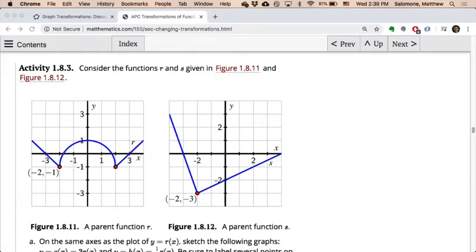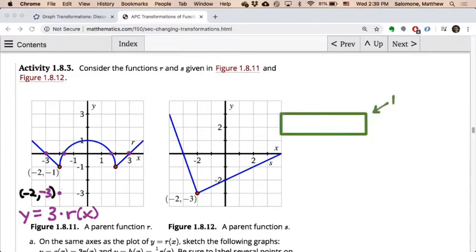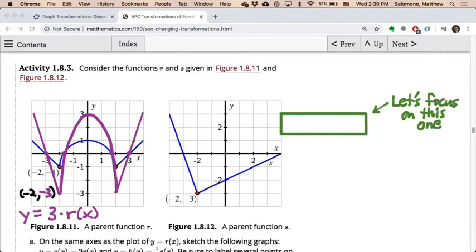So the first thing that we were asked to do was think about what the graph of y equals 3r of x looks like. And that was the one, again, where all of the y coordinates of the points are being multiplied by 3. So -2, -1 gets stretched down to -2, -3. All of the x-intercepts, because their y coordinates were 0, are going to remain 0 when we multiply them by 3, so the x-intercepts aren't going to move. Everything else is stretched away from the x-axis by a factor of 3. And so it looks like the graph gets taller. Y equals 3 times r of x looks 3 times as tall as the original graph.